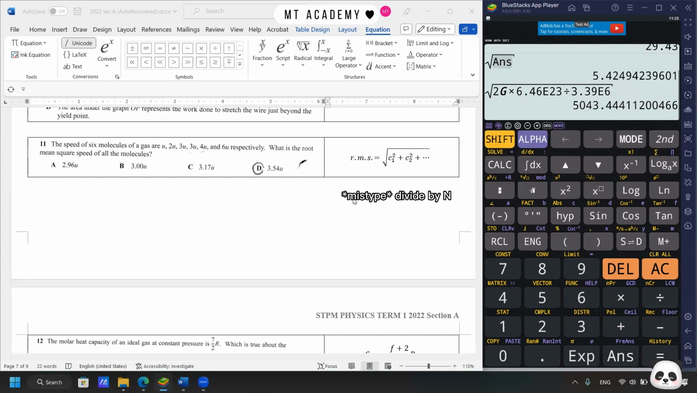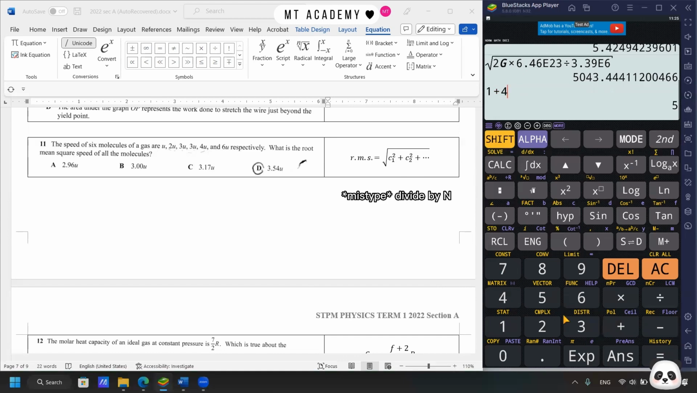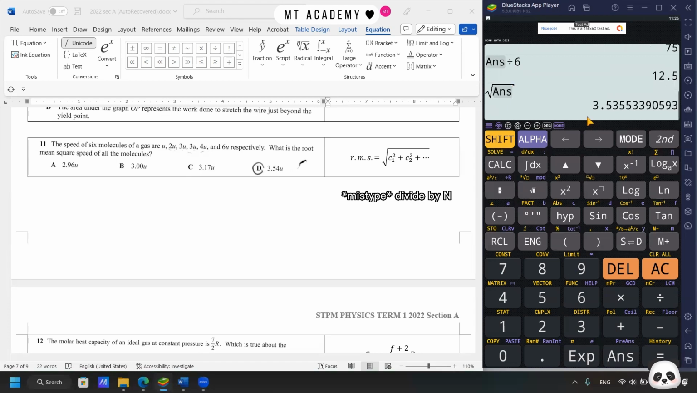So the U, I think we can just put aside. We look at the numbers. So 1 square plus 2 square plus 3 square, and then 4 square, and then 6 square is 36. Okay, so this is the total of the square of speed. And then we get the mean square speed: the mean is the average, divided by 6. So this is the mean square, and then we do the root of the mean square. Okay, so the answer is 3.54 U. So this is how you get the root mean square, and I hope you know how to do it.